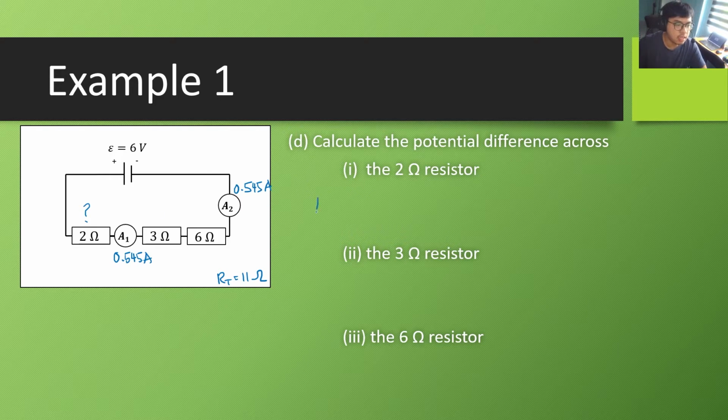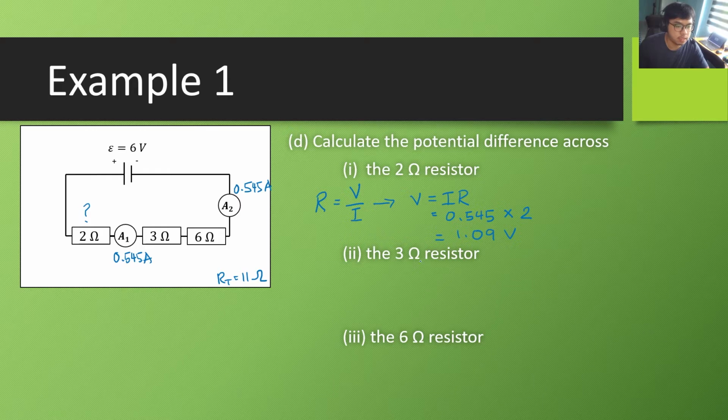In this case, you just have to use this formula here. R is equal to V over I. Rearrange this to make V the subject of the formula. So V is equal to IR. So what's the current flowing through the 2 ohm resistor? It's basically the same current as at every other point on the circuit, which is 0.545. What is the resistance of this resistor? It's 2. Therefore, that will give you 1.09 volts for the 2 ohm resistor.